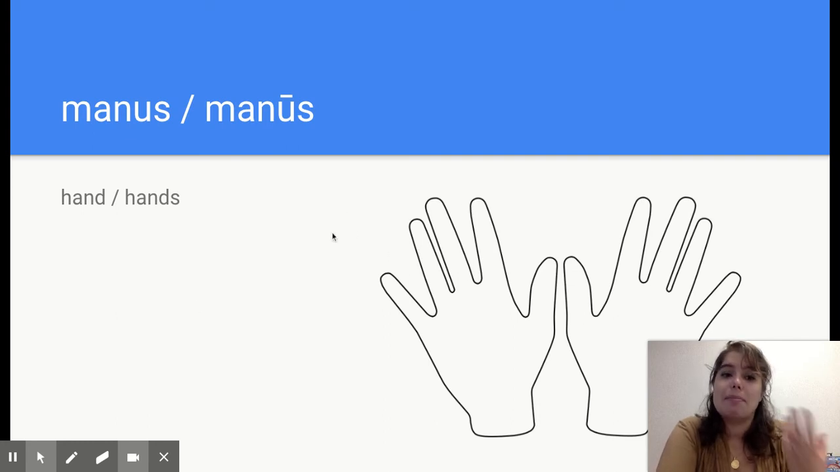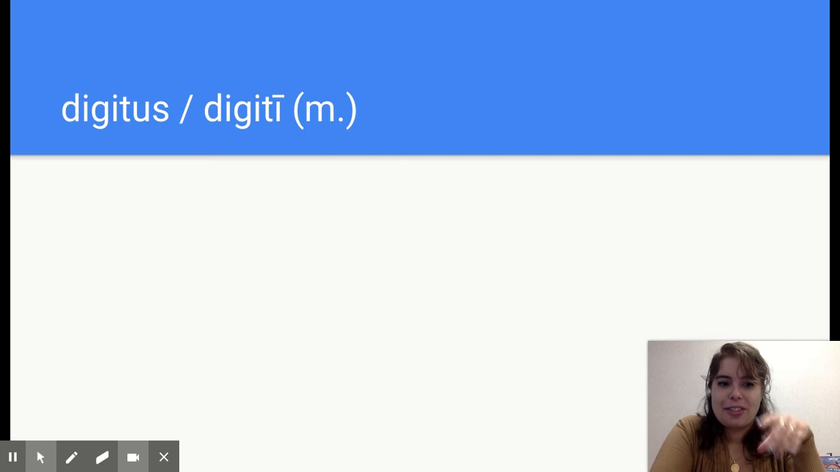And this is related to like manual, right? Manual labor means you're working with your hands. Or manicure. If you get your fingernails done, it's usually called a manicure.